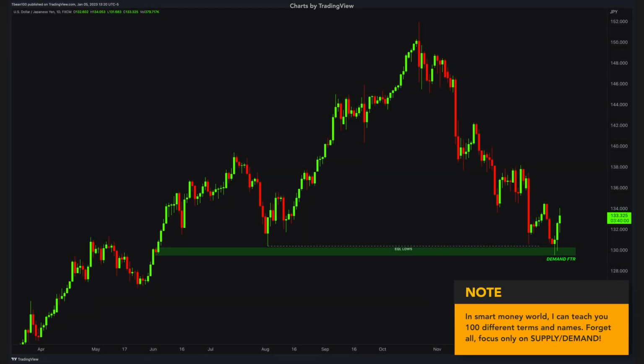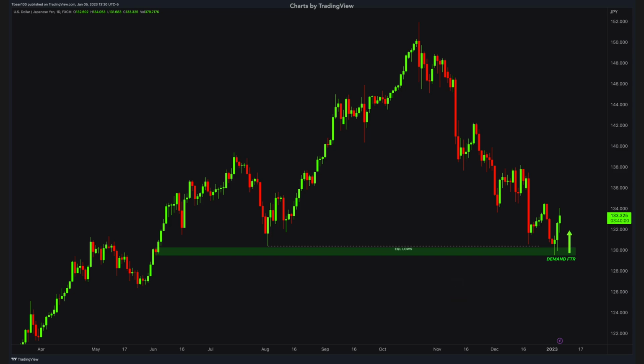However, forget all the names. All these names are useless. In my mind, just call it a demand area. Now the price reacted here. You may ask this: how did you know it? My answer is so easy.